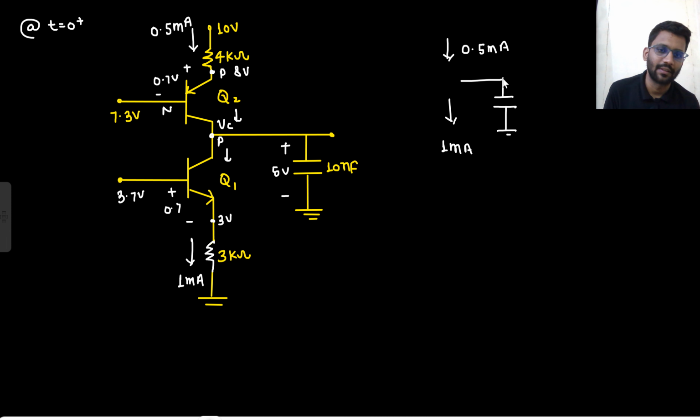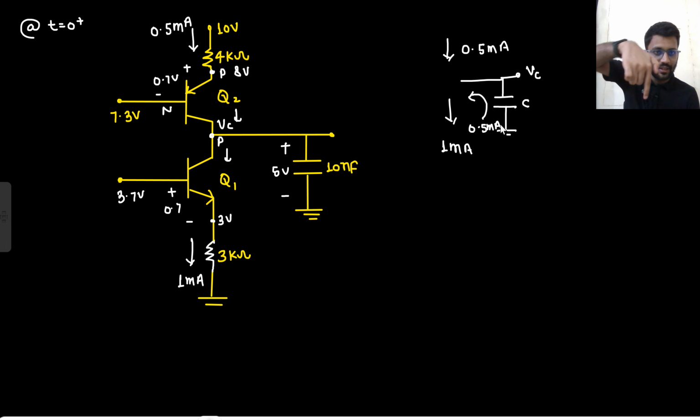This is your capacitor. This I am calling VC. From the upward direction 0.5 milliampere current is coming, and from the downward direction 1 milliampere current is going. So what do you think would be happening? 0.5 milliampere current would be flowing in this direction. Say yes or no. This capacitor would be driving 0.5 milliampere current, right?